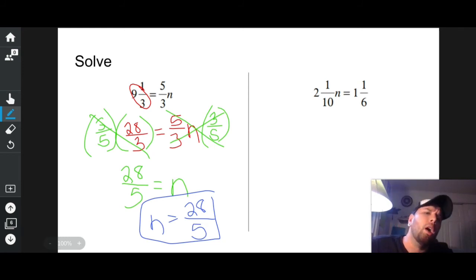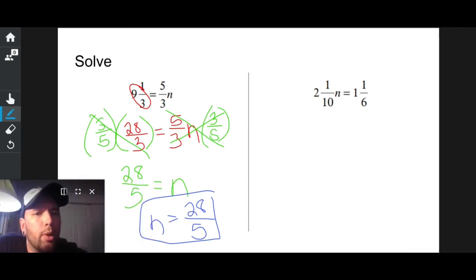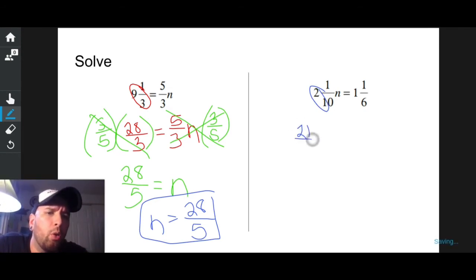Next problem. 2 and 1/10 n. I don't like the look of that. So I'm going to multiply those two to get 20 and add 1. So I have 21 over 10 n equals, oh, I don't like that either. 1 times 6 is 6 plus 1 is 7, 7 over 6.